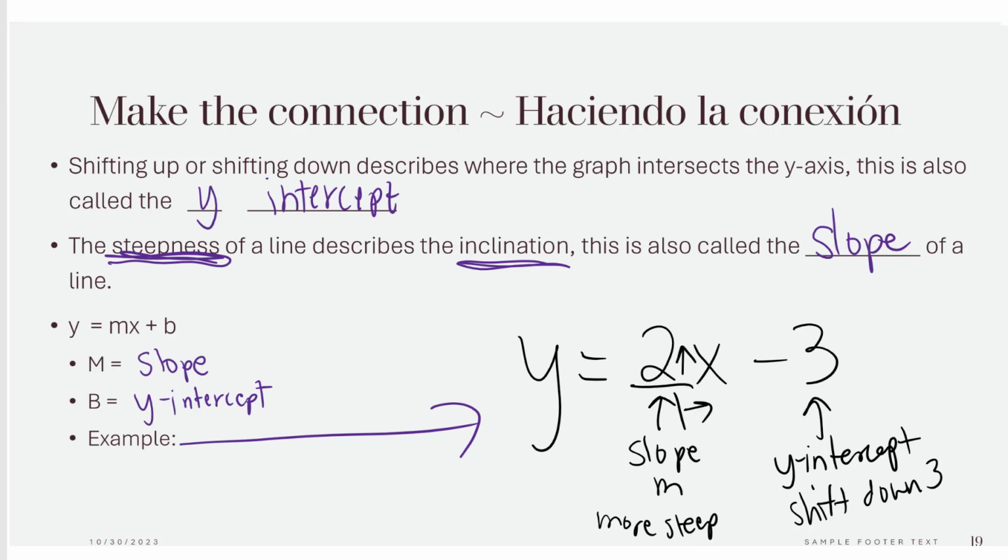Up 2, right 1. So esta ecuación es un ejemplo porque 2 significa es más inclinado. So entonces es 2 arriba, 1 derecha para slope. Menos 3 es la intersección con el eje de Y. Y eso significa la gráfica necesita mover 3 espacios abajo.